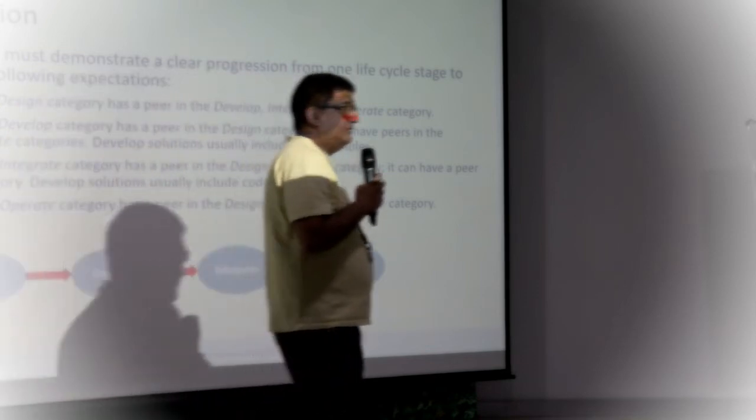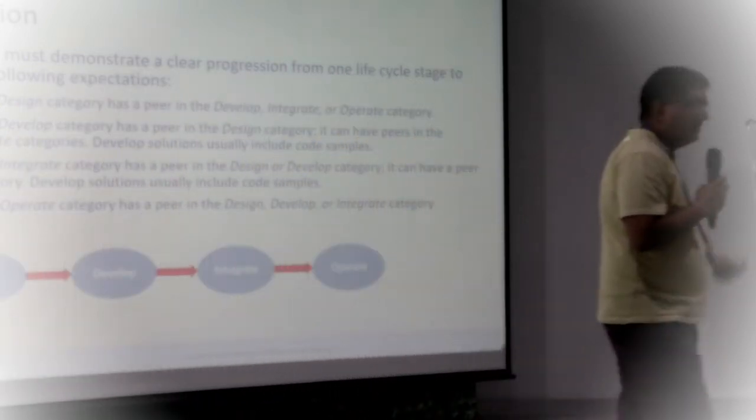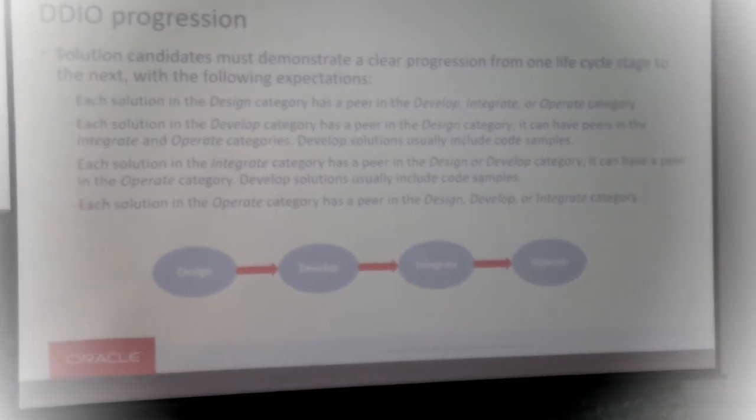Backup, restore, all this stuff. So one of the things that Oracle has done, we don't want to just randomly go and publish solutions in these categories, but the value that we want to offer is through what we call a DDIO progression. D is design, second D is develop, integrate, and operate.